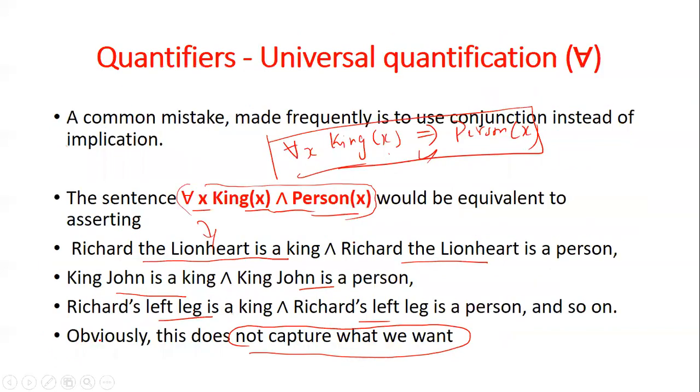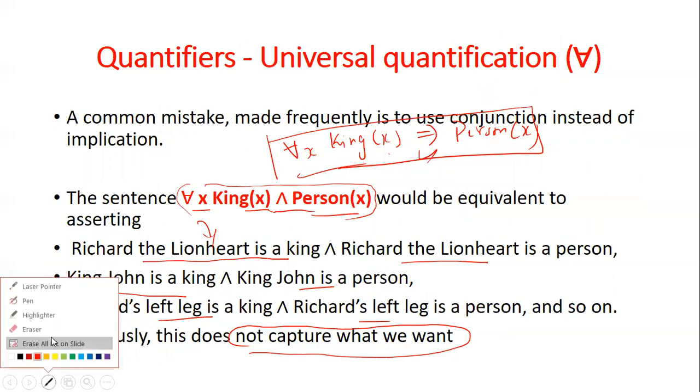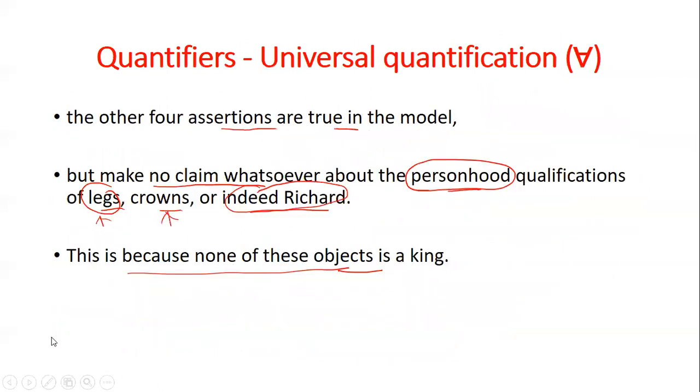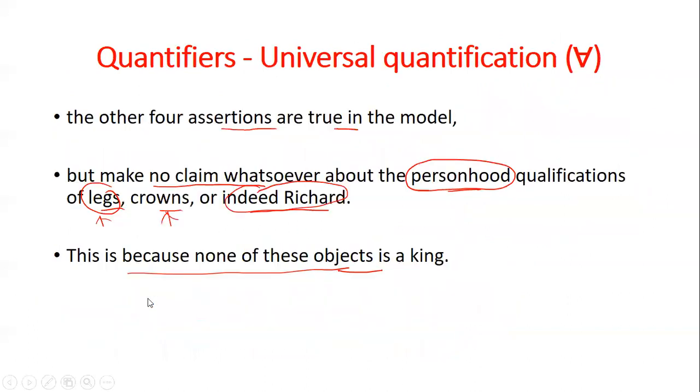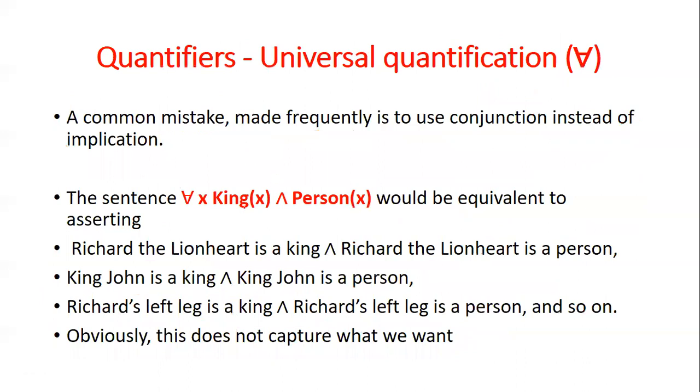But when you use universal quantification, we use implication, and we have shown that it is true for all the cases. Hence we cannot use and with it. This is also one of the reasons why we cannot use and with universal quantification. Here, if you use and for all these things, you won't get true.